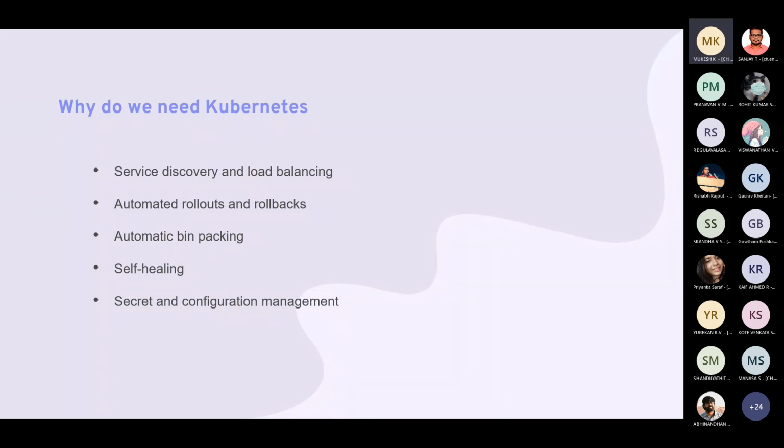The next one is automated rollouts and rollbacks. We can automate Kubernetes to create new containers for the application deployment, remove the existing container, and transfer all the resources to the new container. With the help of this, we can quickly move to another version.